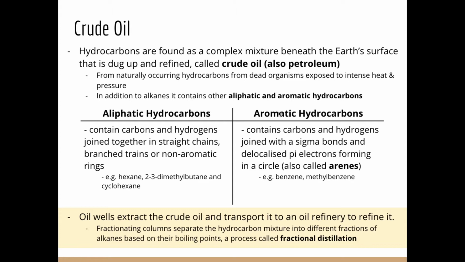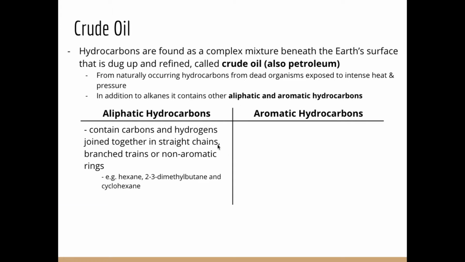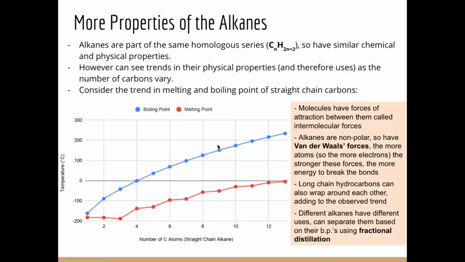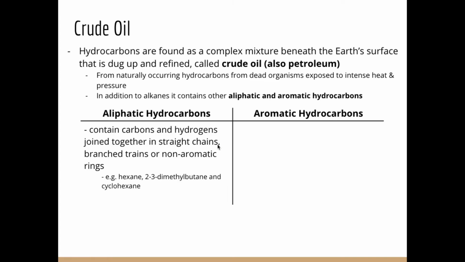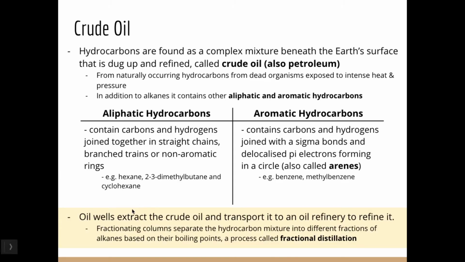So we've got a complex mixture. Why are we talking about this? Because we've got a complex mixture of all these different kinds of hydrocarbons, and we've seen up here that the hydrocarbons are going to have different physical properties based on how many carbons they have, and that's going to give them different uses. So, oil wells extract the crude oil and transport it to an oil refinery to refine it. Fractionating columns separate the hydrocarbon mixture into different fractions of alkanes based on their boiling points, a process called fractional distillation.